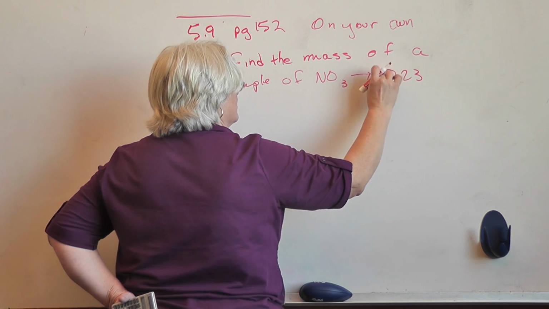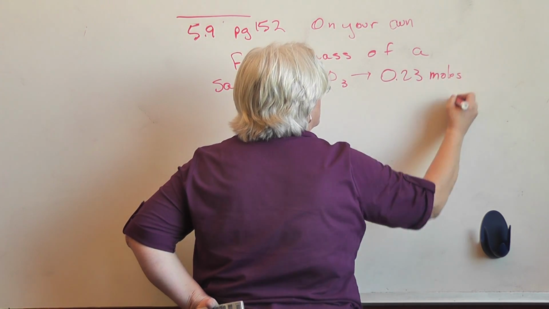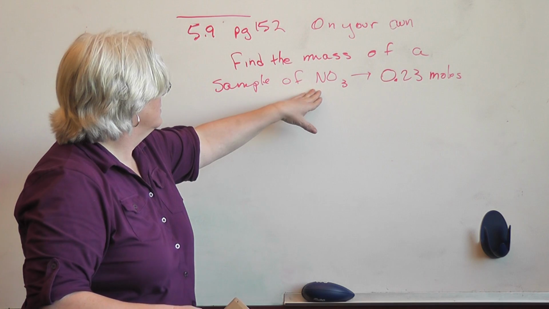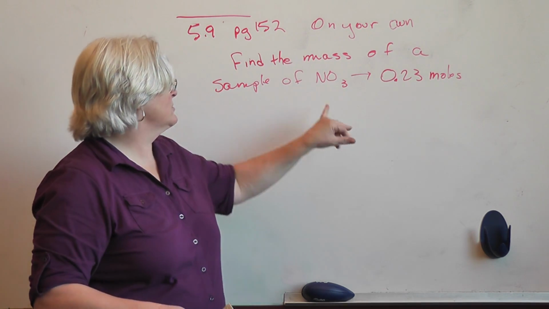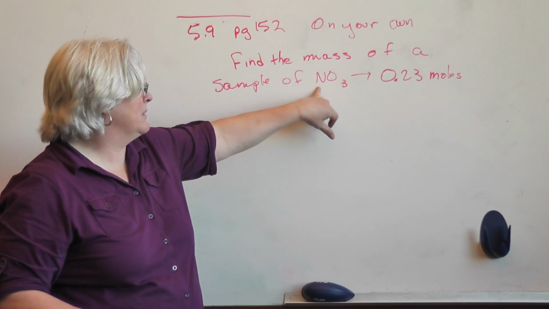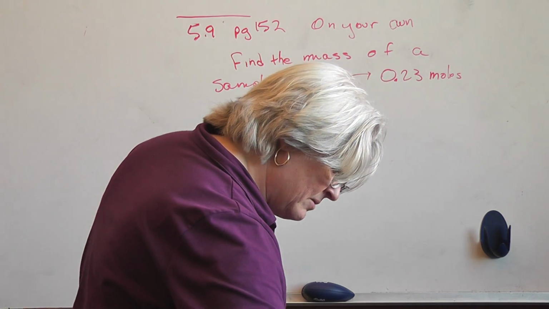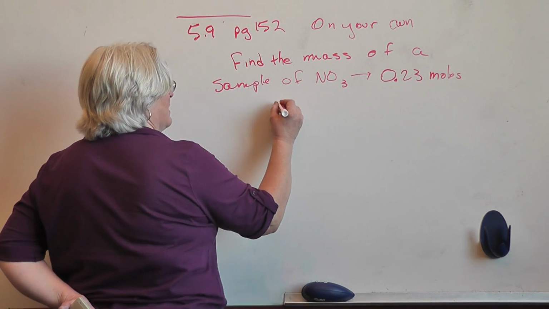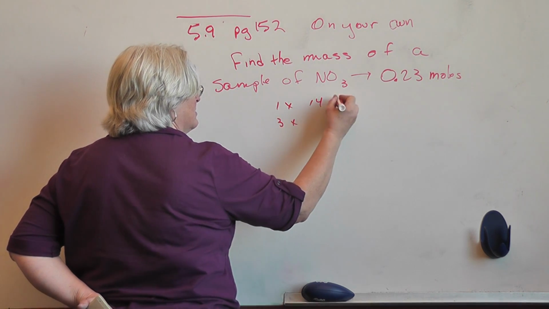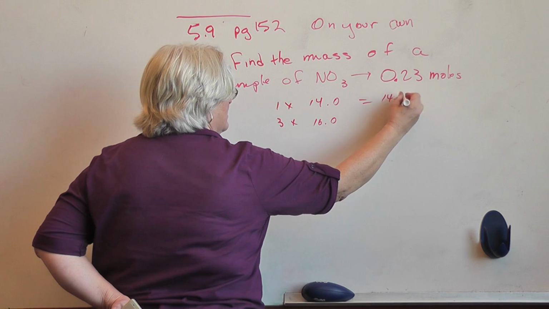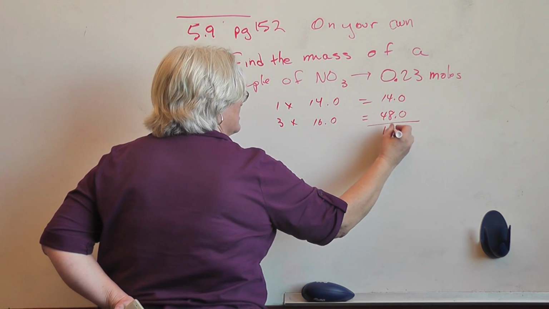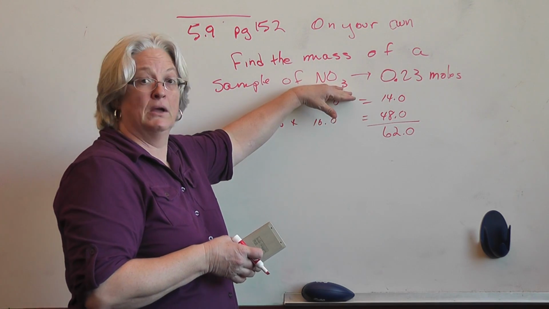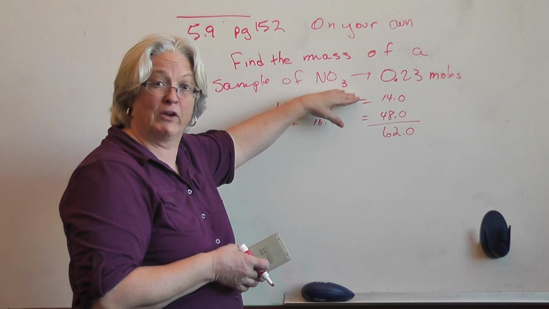0.23 moles. How many significant figures do we have here? That's right, we only have 2 significant figures. It's precise to the hundredths. So we have to figure out the mass in 1 mole first. The way we do this is, what is the atomic mass in AMUs of nitrogen, 14.0. Oxygen is 16. So we have 1 nitrogen, we have 3 oxygen, so that's 14.0, 3 times 16 is 48.0, which gives us 62.0 as the atomic mass of one molecule of NO3 in AMUs.